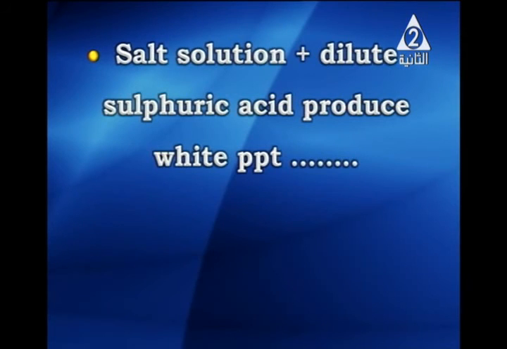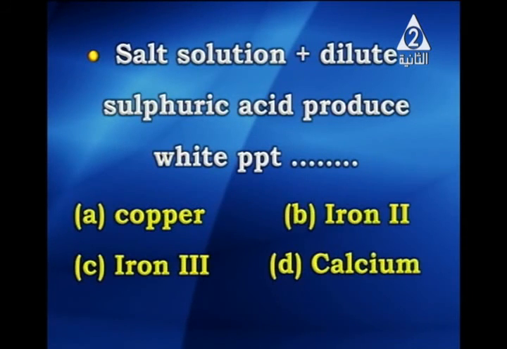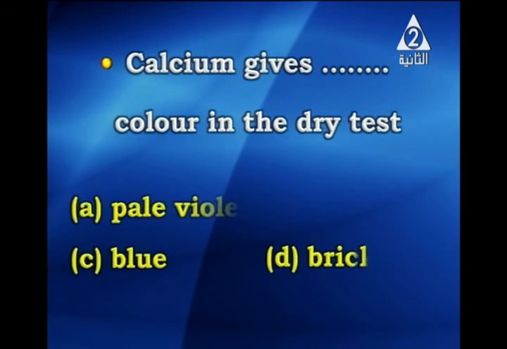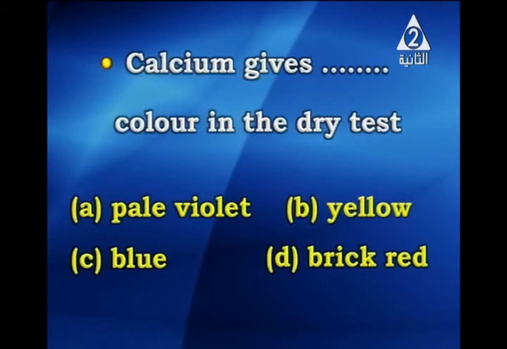Next one. Salt solution plus dilute sulfuric acid produces white precipitate of what? Is it copper, iron 2, iron 3, calcium? If you think about it, yes, it will be calcium. Calcium gives what color in the dry test? Is it pale violet, yellow, blue, brick red? Yes, it will be brick red.